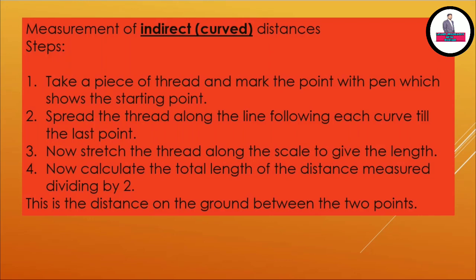Suppose it is coming 12 centimeter. So the same process, same method has to be done again for the calculations. As it is coming 12 centimeter, it has to be divided by 2 and converted into kilometer. That will be 6 kilometer. Now calculate the total length of the distance measured by dividing by 2. This is the distance on the ground between the 2 points.